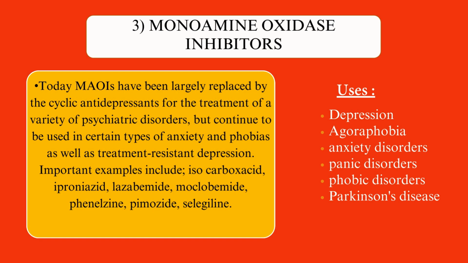Moving to monoamine oxidase inhibitors, they have been largely replaced by the cyclic antidepressants but still are used in certain types of anxiety and phobias and some types of treatment-resistant depression. Important examples include isocarboxazid, iproniazid, lazabemide, moclobemide, phenelzine, pargyline, and selegiline. They are usually used in conditions like depression, agoraphobia, anxiety disorders, panic disorders, phobic disorders, and also Parkinson's disease.